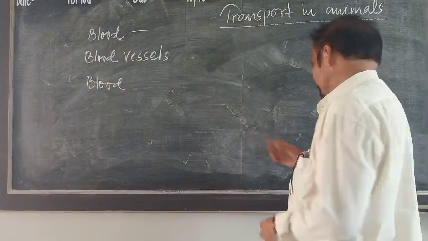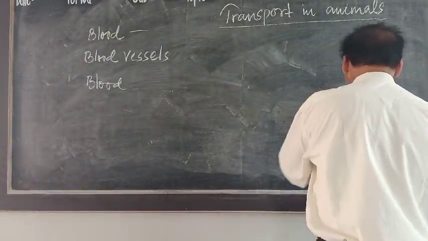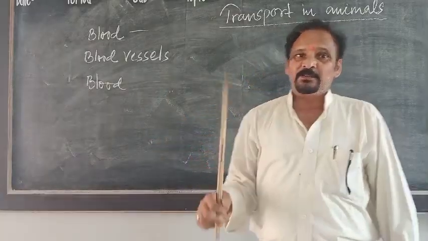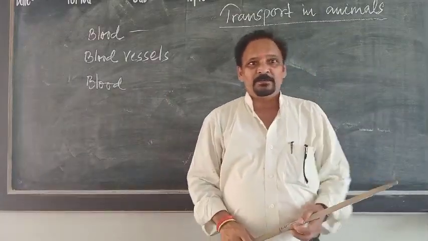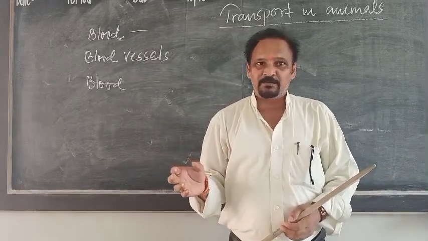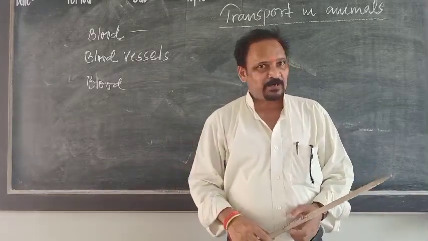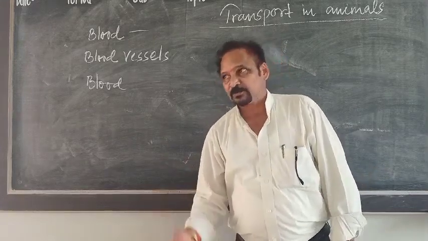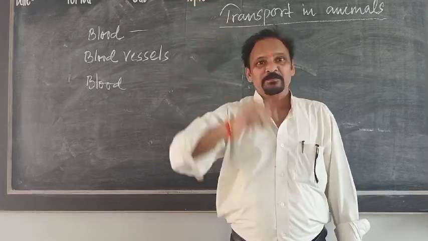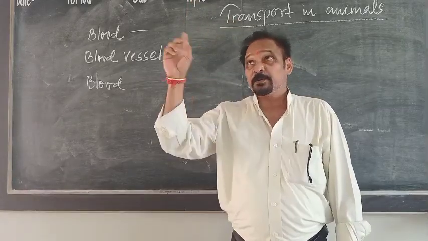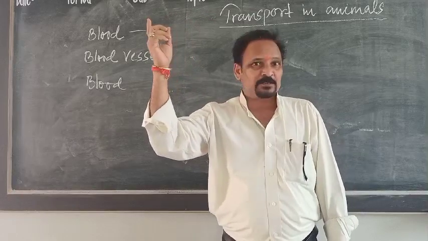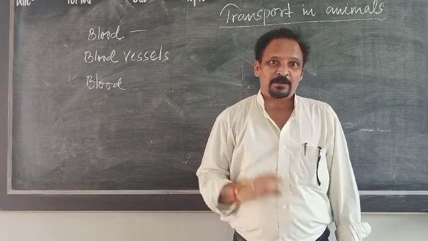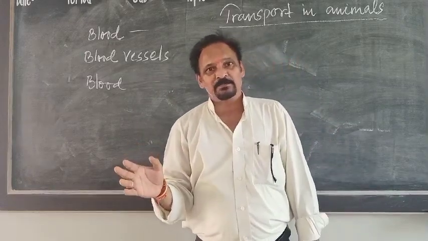Class, today I am going to discuss transport in animals, because we have already completed transport in plants. As far as plants are concerned, they have a special kind of vascular tissues known as xylem and phloem. Xylem is responsible for transport of water and minerals from soil to the leaves, and phloem is responsible for transport of prepared food material during photosynthesis from leaf to various storage organs of plants. This is the basic function of xylem and phloem.